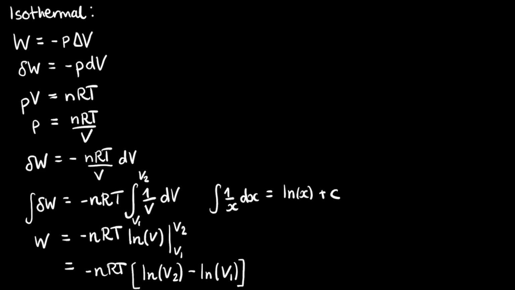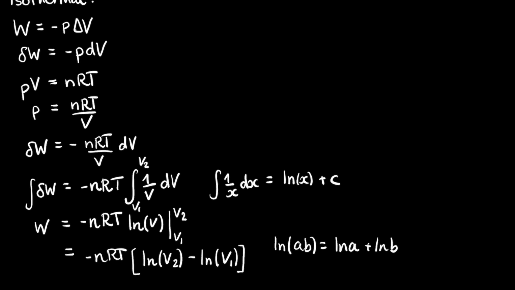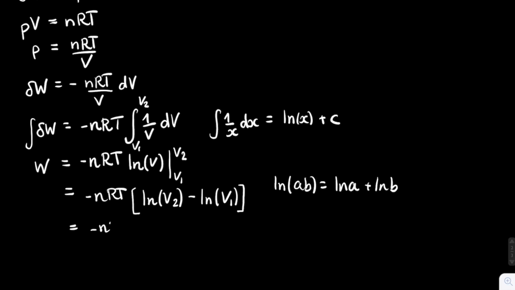And now you remember your log laws, that the log of AB is equal to the log of A plus the log of B. This also works for subtraction and division. So what are we going to have here? Well, we're going to have minus nRT, but instead of two terms, we can simply combine these into one term. We can have V2 divided by V1. And you should also know that there is the power law of logarithms. So if you have ln of x to the n, this is exactly the same as n ln x right here. That's just how logs work.